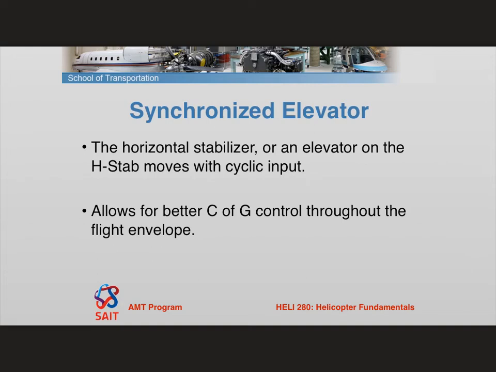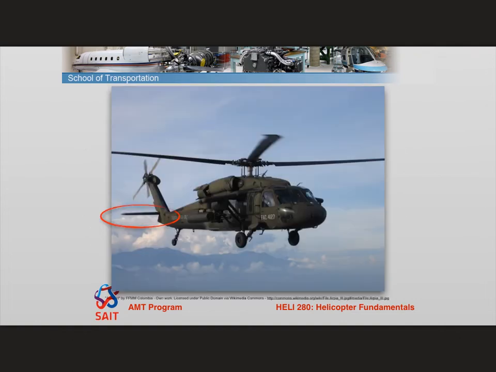Now, on some helicopters, you will see what they call synchronized elevators. So the horizontal stabilizers that I've been talking about so far are fixed. They do not move. They're bolted into one position, and that's it. They stay put. A synchronized elevator is a horizontal stabilizer, but it has the ability to move. So as the pilot makes a cyclic control input, the stabilizer is actually going to change position. And so what I have is these two pictures here.